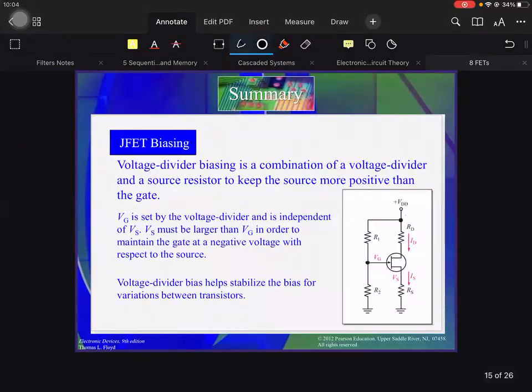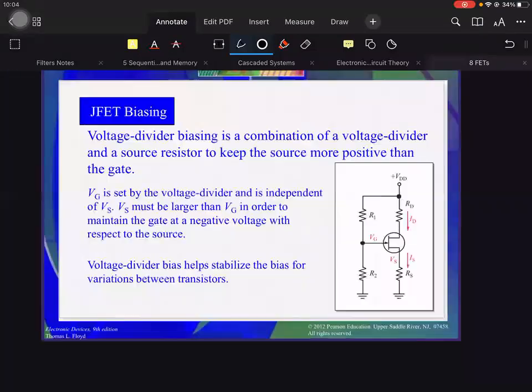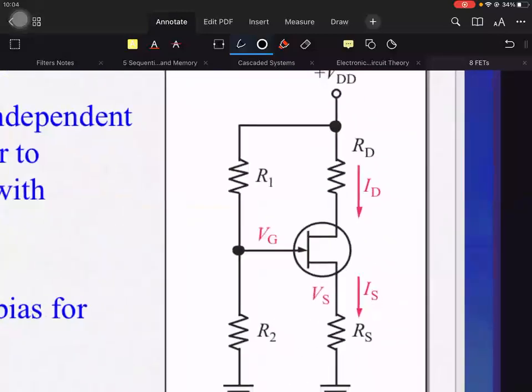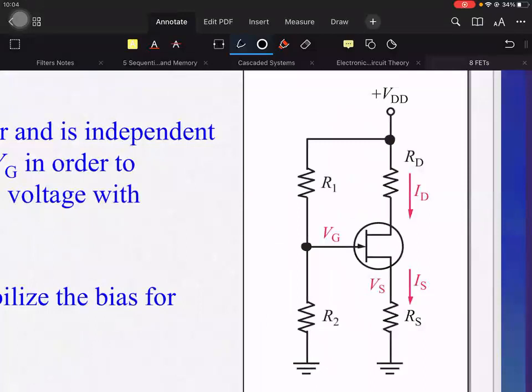We can also use voltage divider bias. Voltage divider bias is a combination of voltage divider and a source resistor to keep the source more positive than the gate. It is stable. Voltage divider bias helps stabilize the bias against variations between transistors. So it looks similar, no? Notice that the supply for our JFET amplifier circuit is now VDD, not VCC, because it is connected to the drain resistor, VDD.